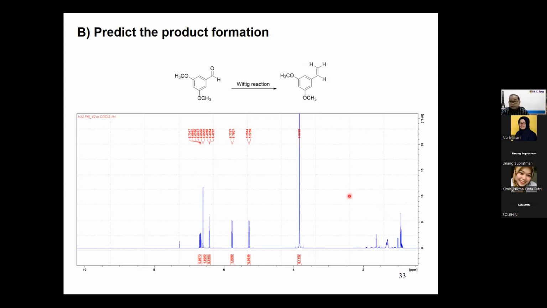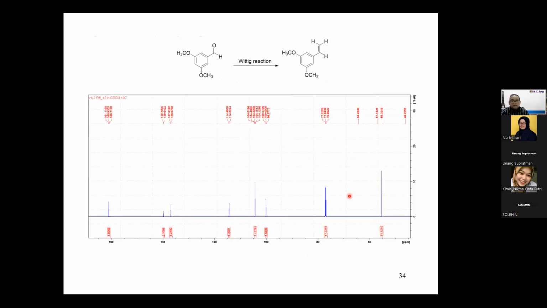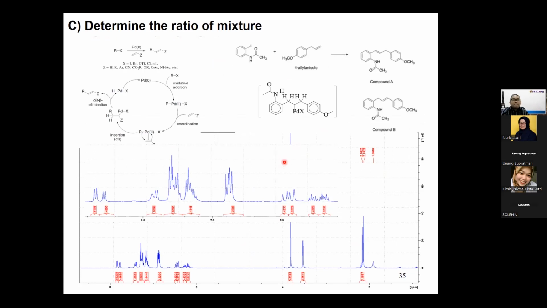Okay, this is the first example. Same goes here. If you want to do this kind of chemistry, you can see this difference of signals. To determine the ratio of isomers, as I said, this is a problem that we faced for quite a long time. I think several months to solve this one.